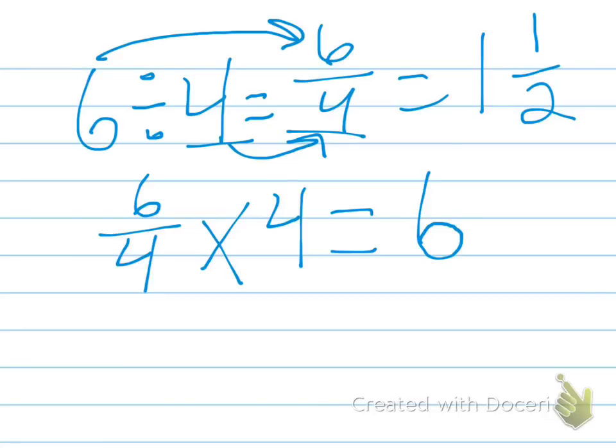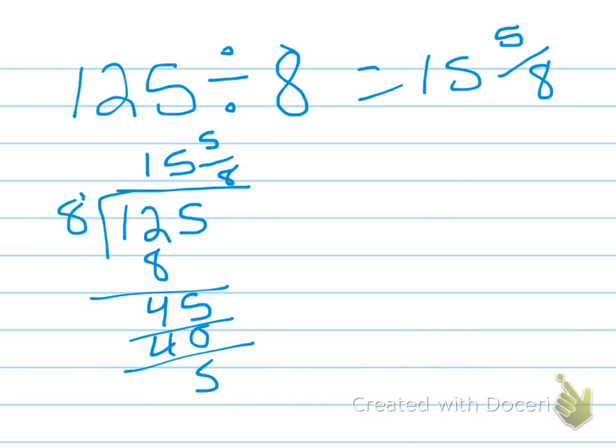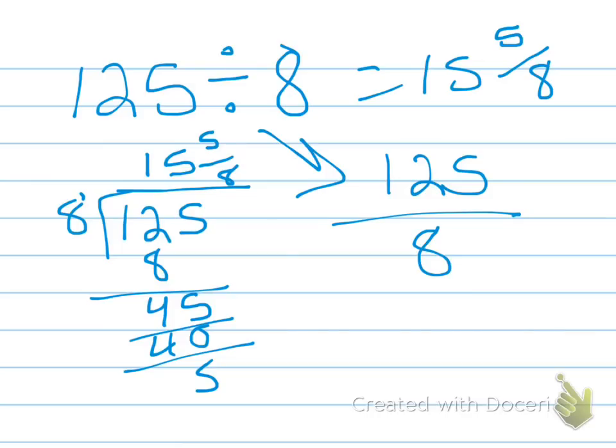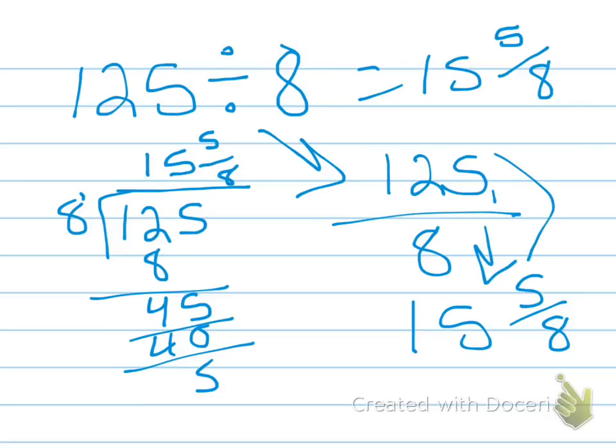We can even do it with larger numbers. Let's take a look here. I can do 125 divided by 8, and I can do that in long division. So here I just solved our division. 125 divided by 8 equals 15 5/8. So I can divide that way, or I can represent this as a fraction, 125/8, and then I change it into its simplest form, which would then be 15 5/8. Again, showing that our division equations can also be represented by fractions.